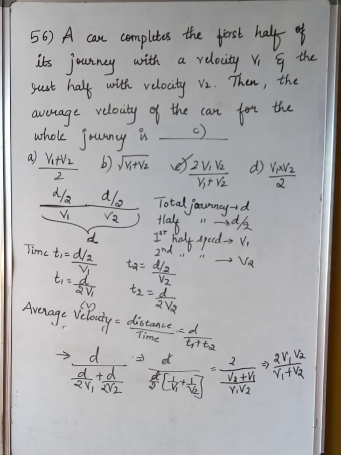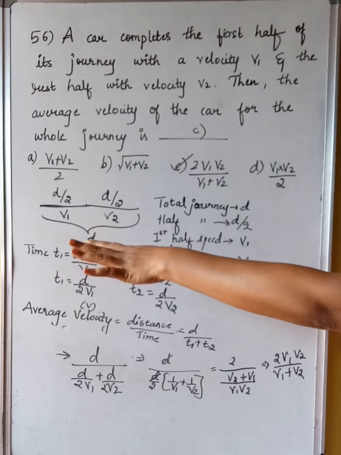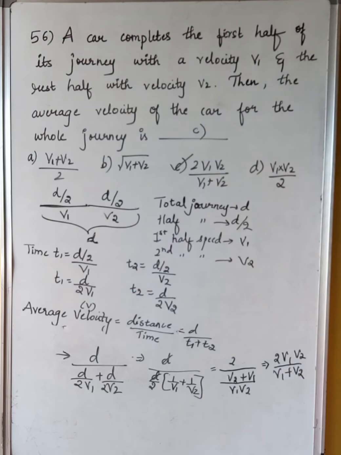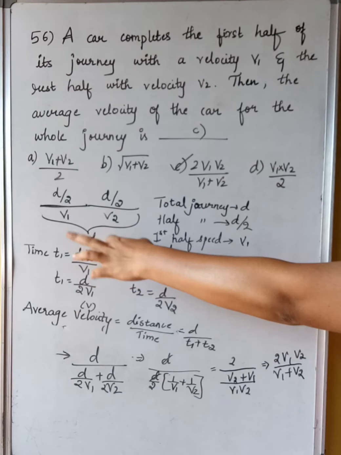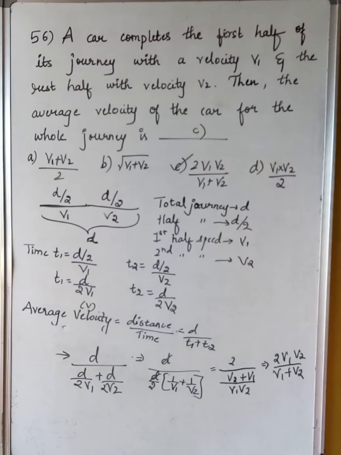So hope you all have understood this question. I'll be repeating it once again. Just pay attention. They have said the first half session speed is V1. The next half session speed is V2. So we have considered the total journey as D, that is the distance. If this total is D, obviously half of it is D by 2. The next half also will be D by 2.